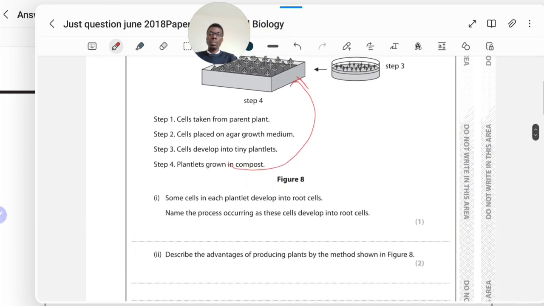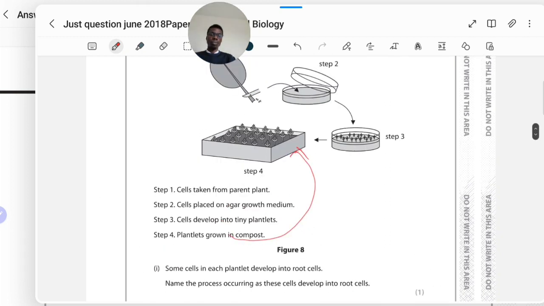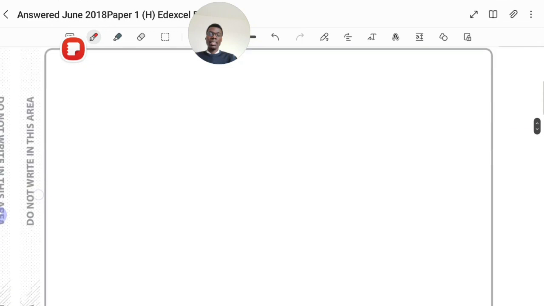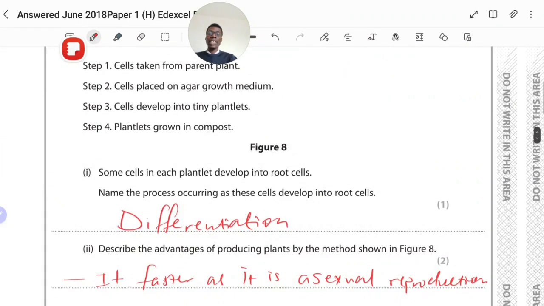So, what's the question? Some cells in each plantlet develop into root cells. Name the process occurring as these cells develop. Okay, so what process makes these cells grow into plants that have different parts? Because it's just one single cell here, they've now developed so the plant's going to have root, stem, leaf, so to say. So what's that process? It's just one particular name if you have done your cell biology very well. So the answer to that question is differentiation.